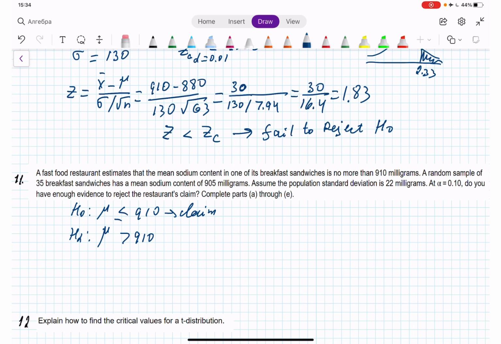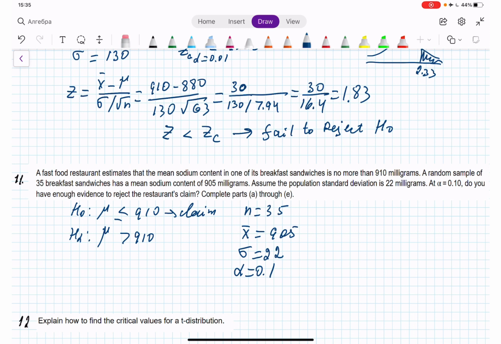Next we have n equal to 35 breakfast sandwiches with a mean sodium, so the average of this n, 35. That's why I put x bar, because it's a sample mean, and it's equal to 905 milligrams. Assume population standard deviation is 22 milligrams, alpha is 0.1. Do we have enough evidence to reject the restaurant's claim?